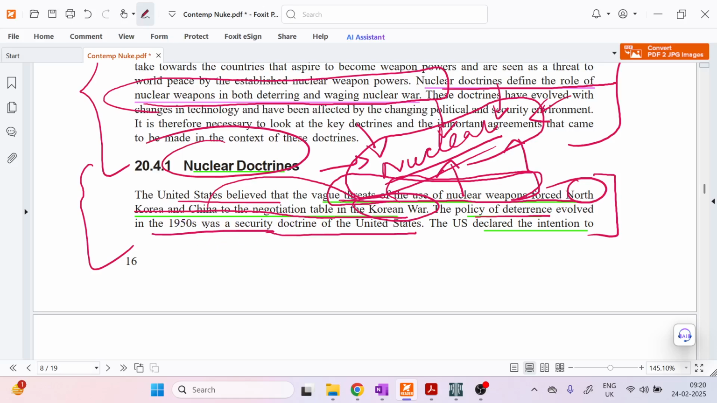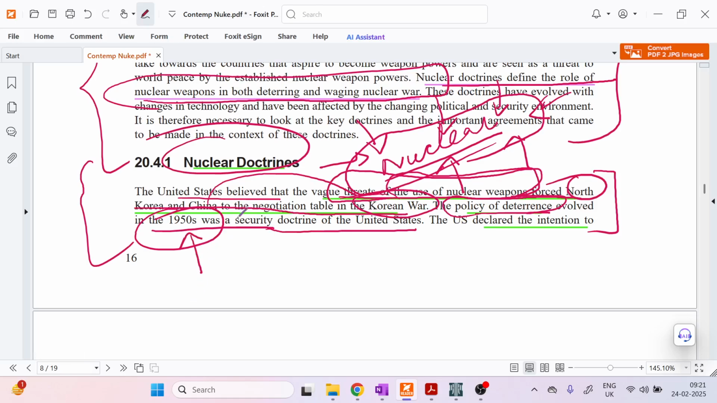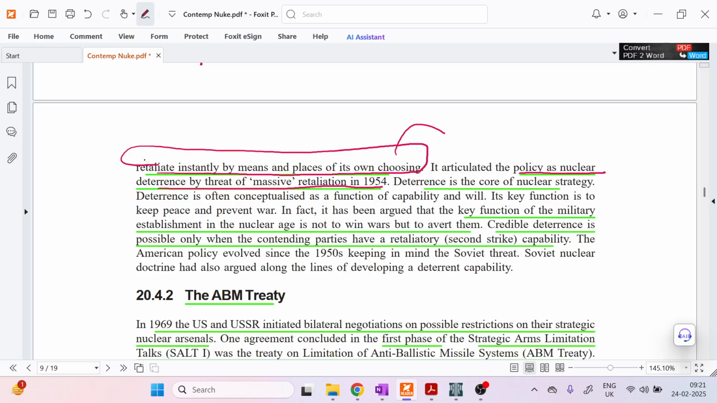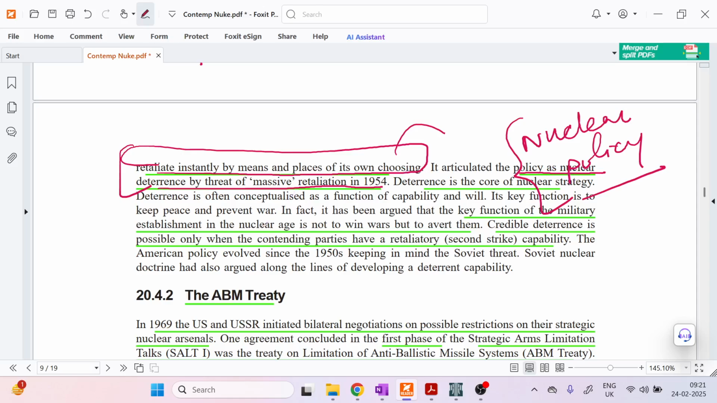So this was the beginning of the policy of deterrence, which started just a few years after the detonation of nuclear bombs in Hiroshima and Nagasaki. Then the US declared the intention to retaliate instantly by means and places of its choosing. So the US articulated its nuclear policy as nuclear deterrence by threat of massive retaliation in 1954. This can be clubbed simply as a threat of massive retaliation.